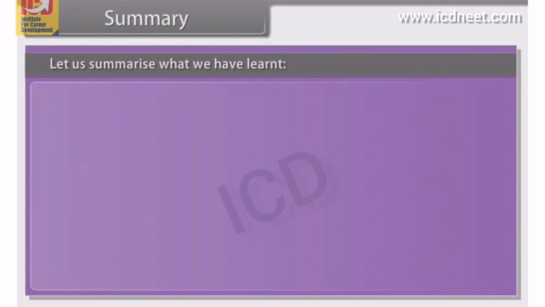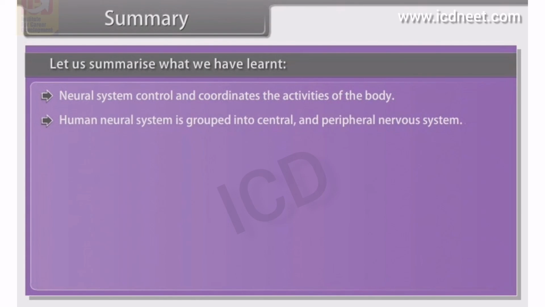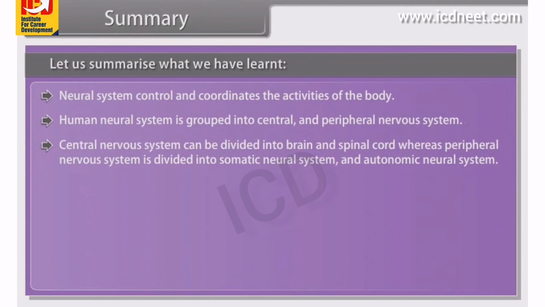Summary. Let us summarize what we have learnt. The neural system controls and coordinates the activities of the body. The human neural system is grouped into the central and peripheral nervous system. The central nervous system can be divided into the brain and spinal cord, whereas the peripheral nervous system is divided into the somatic neural system and autonomic neural system.